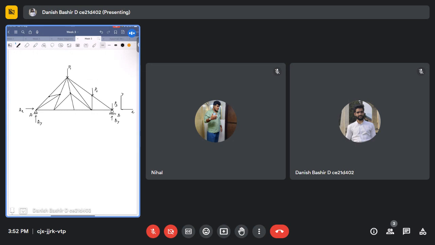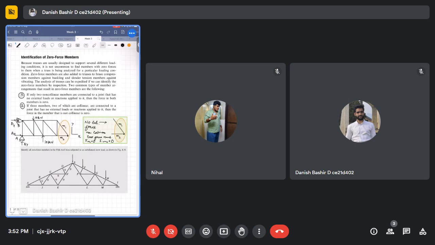The third point, let me read it first, is that if three members, two of which are collinear, are connected to a joint that has no external loads or reactions applied to it, then the force in the member that is not collinear is zero. These are two very important points.